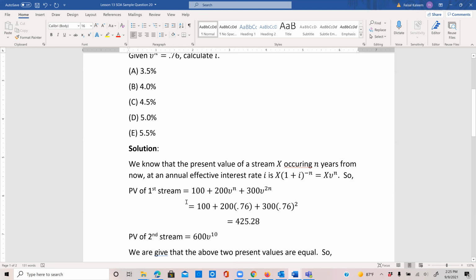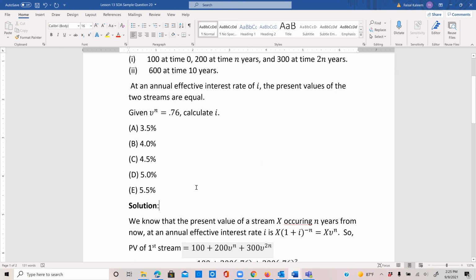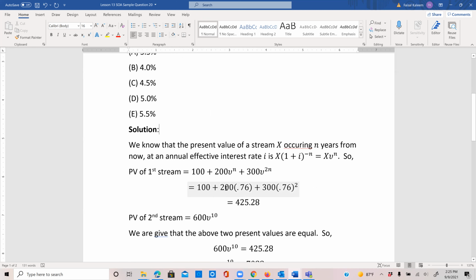Therefore, the present value of the first stream will be 100, and that's right at time 0, so its present value is itself. The second payment of 200 in the first stream is happening at n years, so its present value would be 200 ν^n. And the third one of 300 is happening at 2n years, so its present value would be 300 ν to the 2n. Therefore, the total present value of the first stream will be 100 plus 200 ν^n plus 300 ν to the 2n.